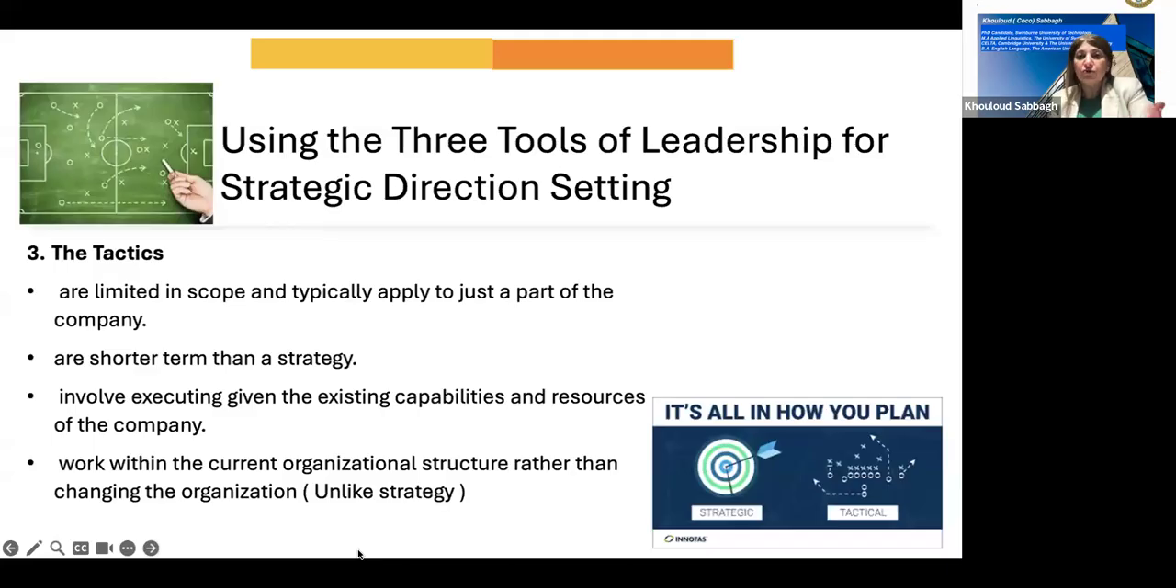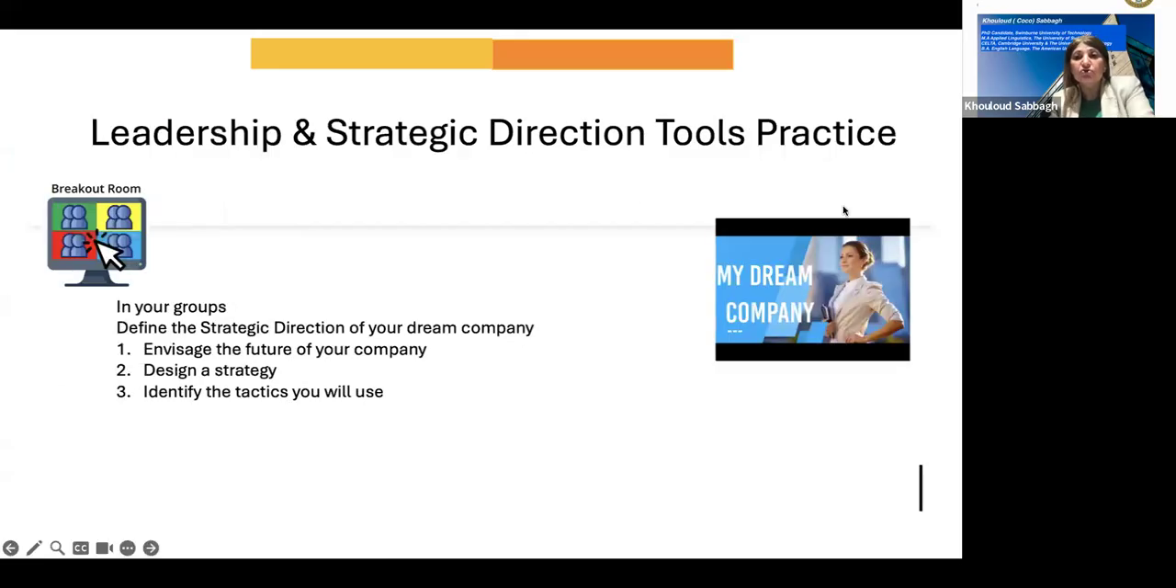So these are really the three tools of leadership: strategic direction setting. These are the strategies that leaders need to use in order to implement their leadership skills.